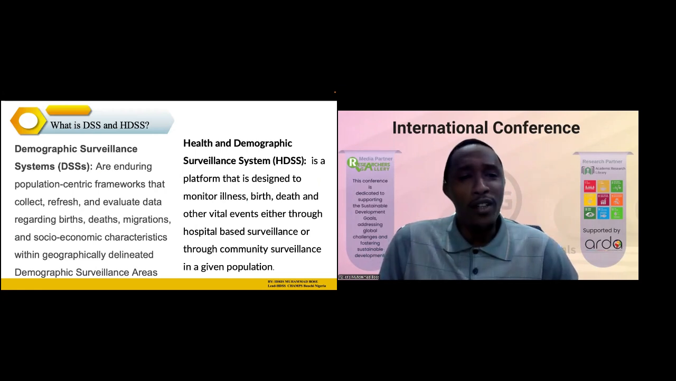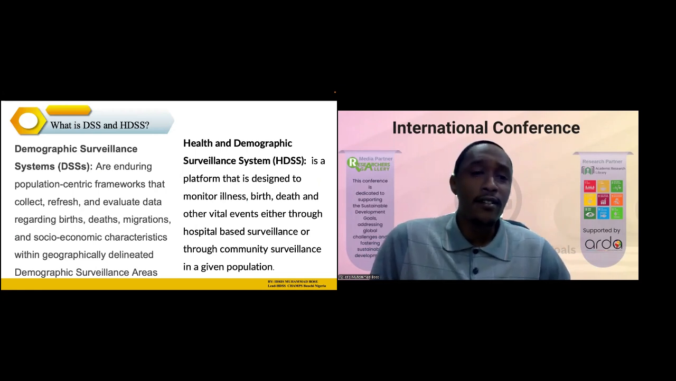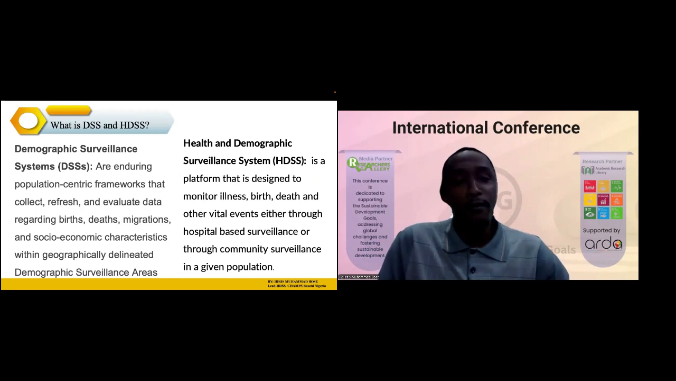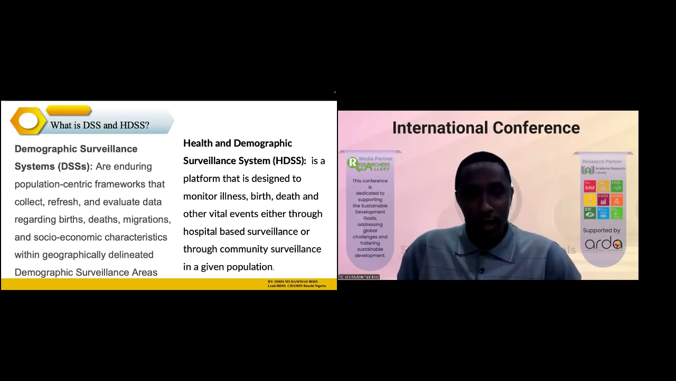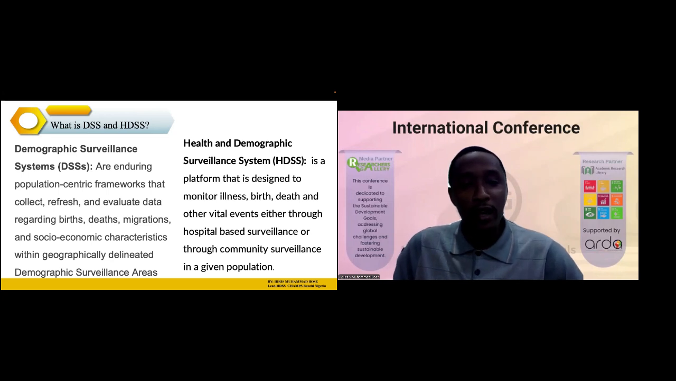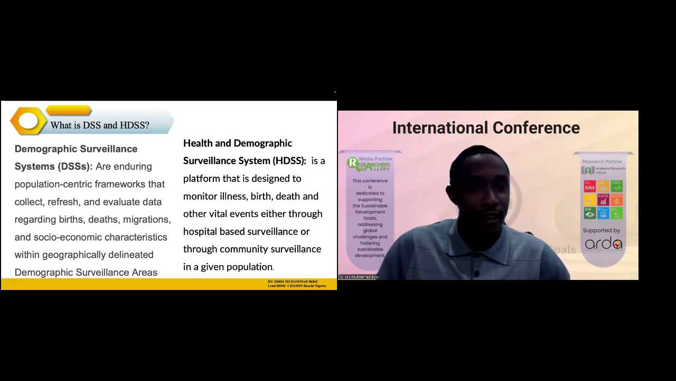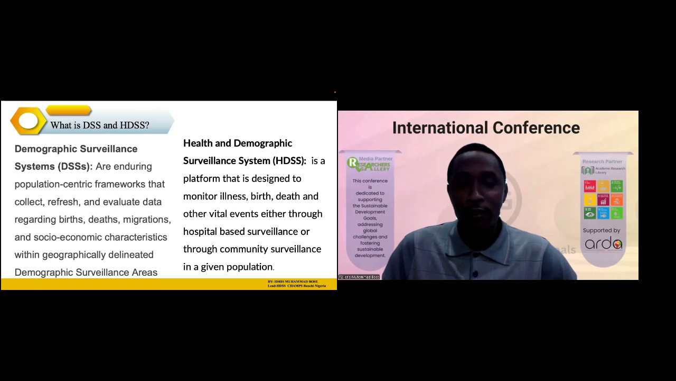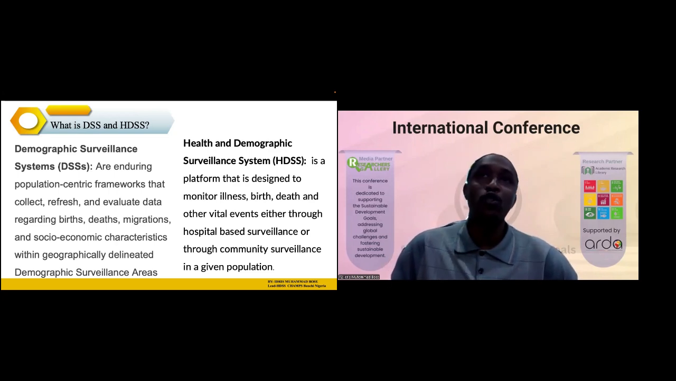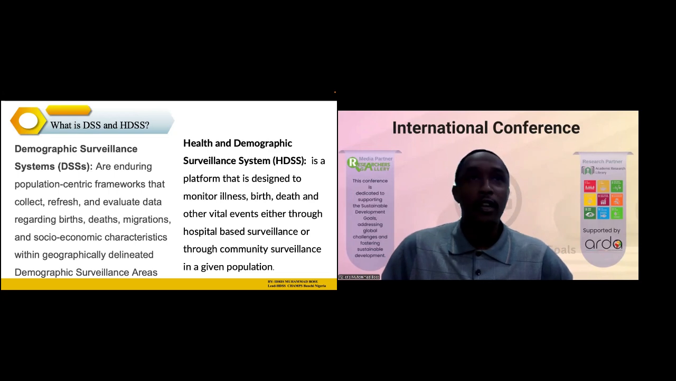So what is DSS and HDSS? DSS refers to demographic surveillance system. They are enduring population-centric frameworks that collect, refresh, and evaluate data regarding birth, death, migration, and socio-economic characteristics within a geographically delineated demographic surveillance area. While the health and demographic surveillance system is a platform designed to monitor illness, birth, death, and other vital events, either through hospital-based surveillance or through community surveillance in a given population.